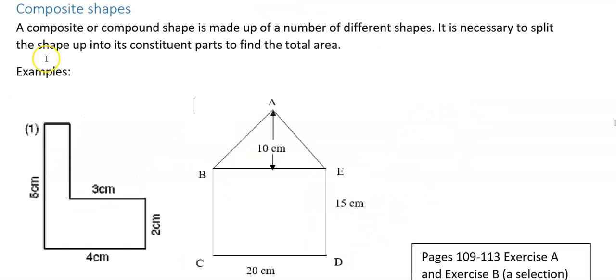Okay, we're going to look now at composite shapes. A composite shape is a shape which is made up of other regular shapes which we know, so we can split it up that way and then find the area of the whole thing. So we're going to look at 2 examples now on how we can do this.